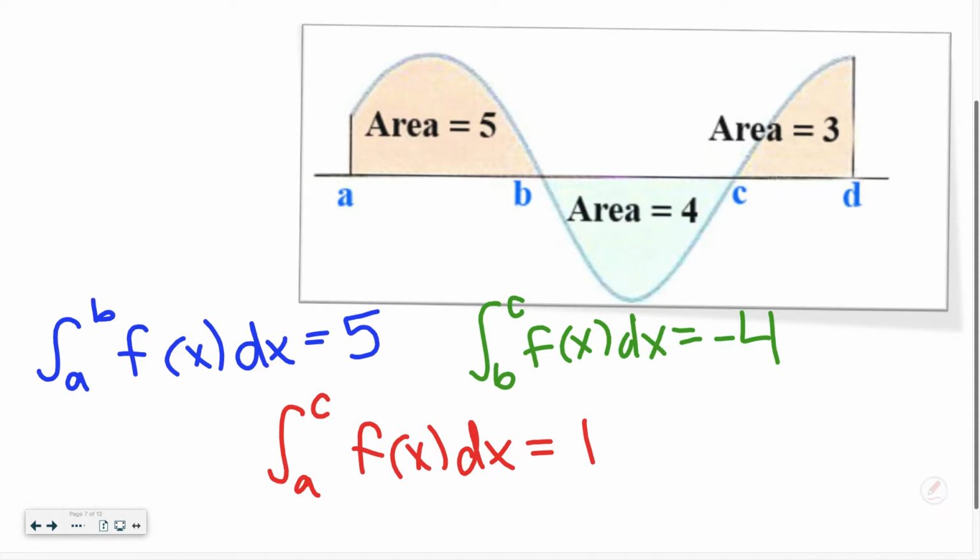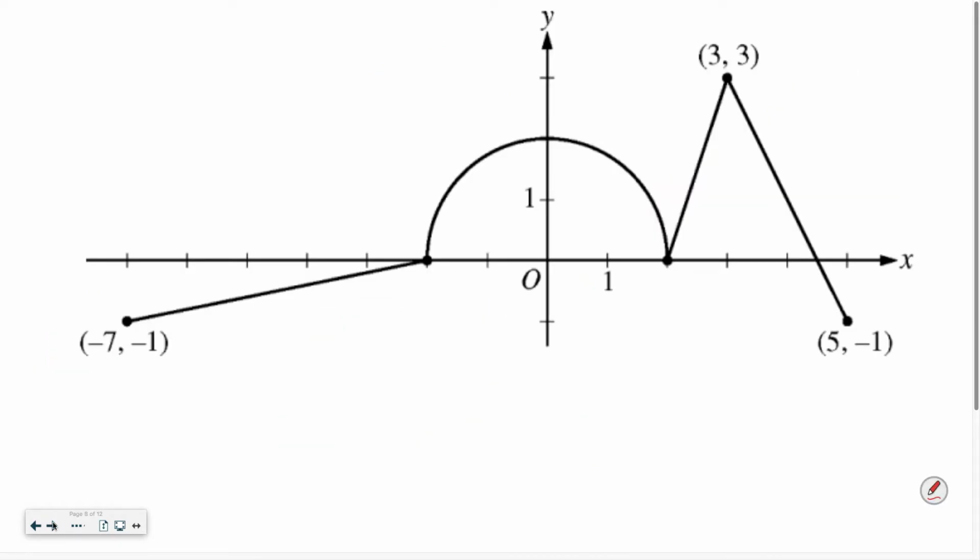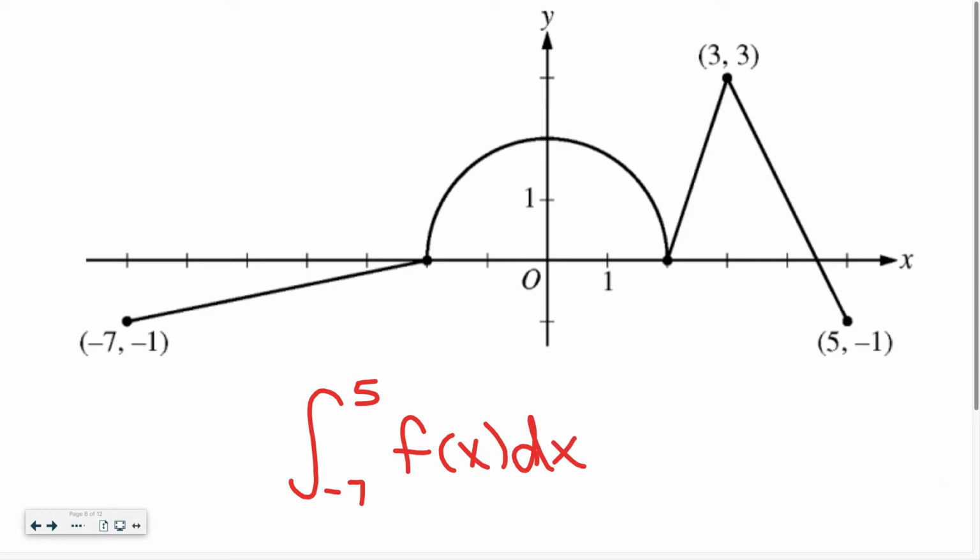Okay, I'm going to give you and your pod 2 minutes to find me the integral from negative 7 to 5 of f of x dx for this picture right here. Give me the area under the curve from negative 7 to 5 for this function. Okay? 1, 2, 3, go. Work together.